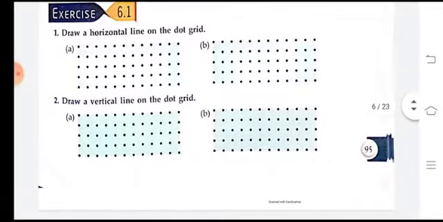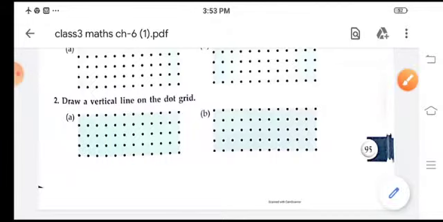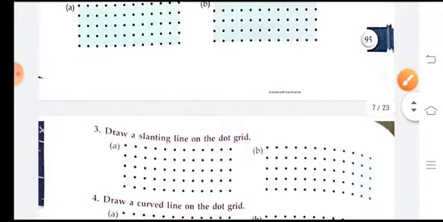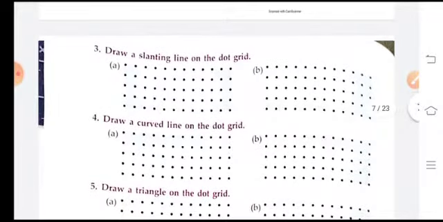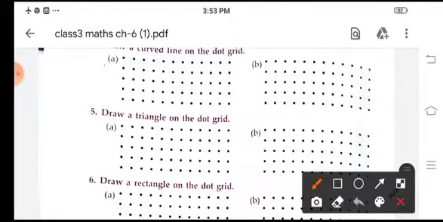Now vertical dots are here. Again we have taken 2 vertical dots, A and B. Okay, and in this way we will draw a vertical line. Then slanting line we are going to do, then curved line on the dot grid, then triangle, then rectangle.